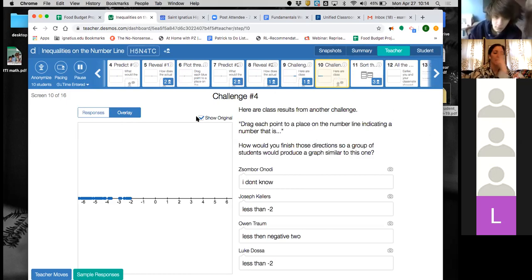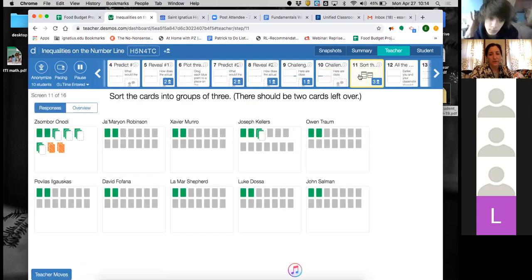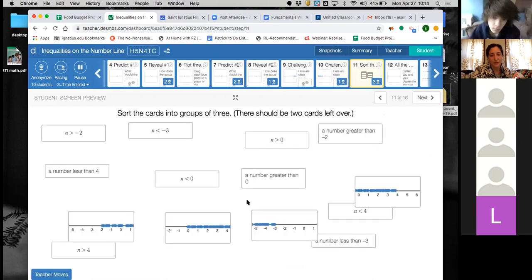So we're looking at all those things behind -2. I want you guys to check out, if you're some of you are there, slide 11. You're actually going to sort some graphs out. You're going to look at some number lines. I've got mine on the screen.